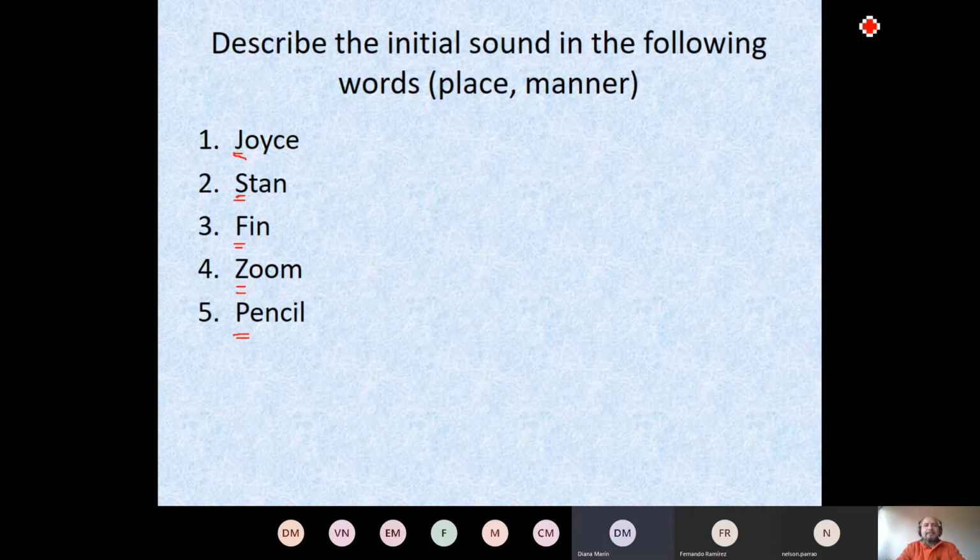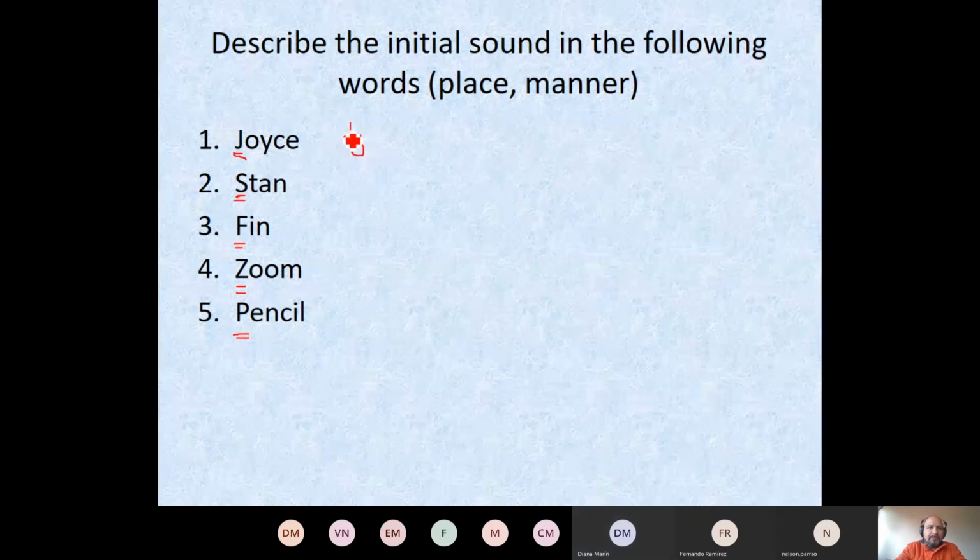The tongue is in the palate, yes, right? And someone said j, right? J. So j, it should be this one, right? J, joys. So the front part of the tongue is in the palate, okay? J, j, j.